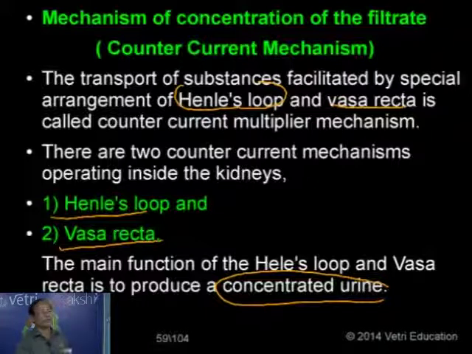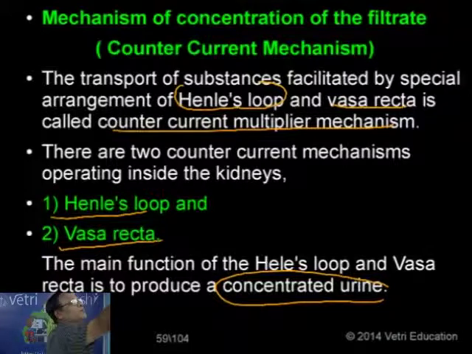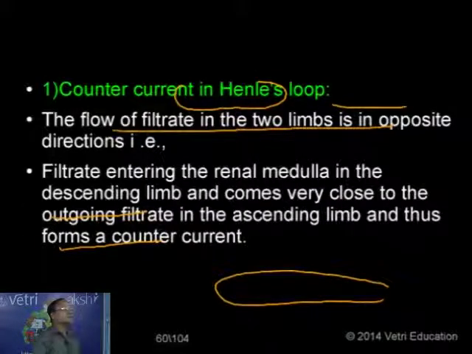So when the urine is leaving the final part of the nephron, it is much concentrated, hypertonic in nature, having a high osmolarity of nearly 1200. This is because of the effect of the two systems, namely the Henle's loop and the vasa recta. Both together form what is called a counter current multiplier system, the mechanism responsible for concentrating the urine.